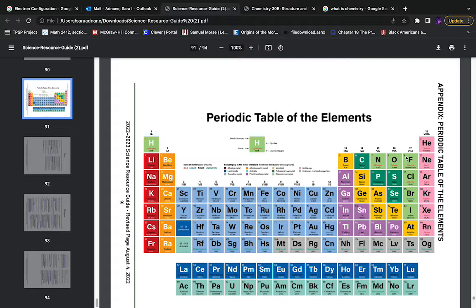So I would suggest memorizing this little thing right here, its atomic number, so that tells you how many protons and electrons are in there. And then if you want to know how many valence electrons your element has, you look at the group. So if it says group 7A, then it has 7 valence electrons. If it says group 6A, it has 6 valence electrons. 5A, 5 valence electrons. 4A, 4 valence electrons. 3A, 3 valence electrons.